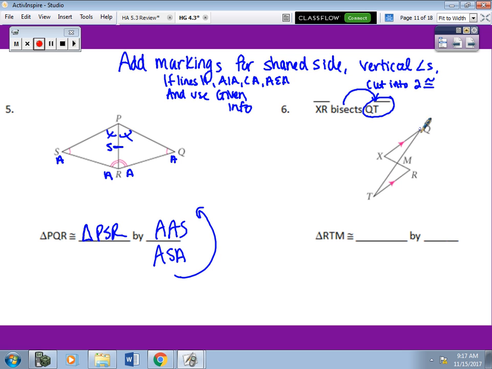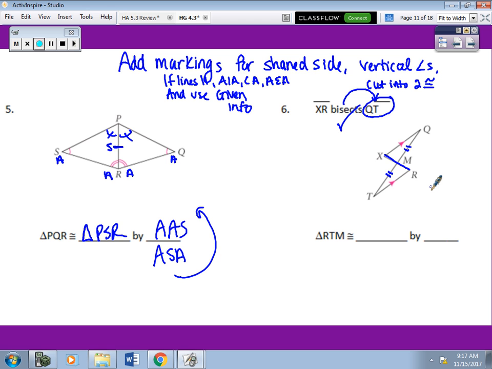So here's QT. XR is slicing through it, meaning that TM is congruent to MQ. If you were writing a proof for this, you would say segment TM is congruent to segment MQ, statement. Definition of a segment bisector, reason. Okay? So that's based on the given, that's done. It doesn't say they bisect each other, just this is bisecting that. So that's the only markings.